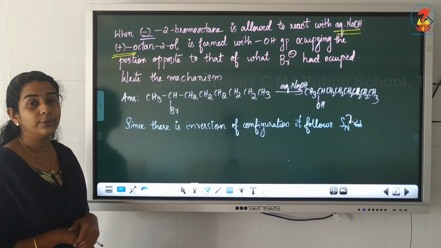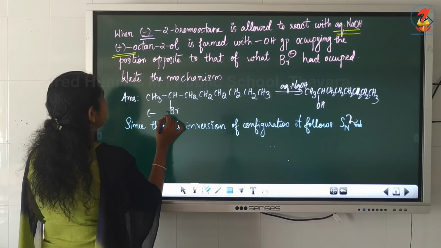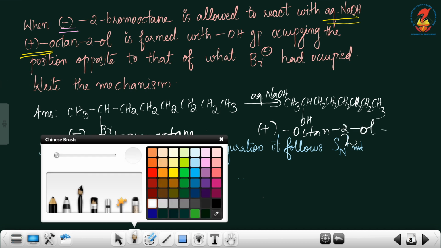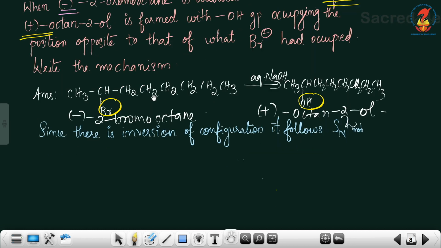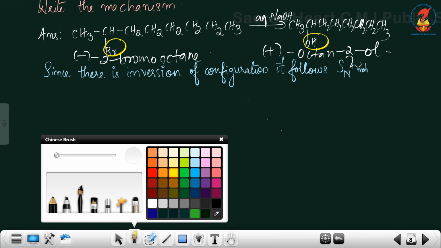So first what we need to write? Yes, the equation. So this is minus 2-bromooctane on reaction with aqueous NaOH. What are we getting? Yes, plus octan-2-ol. From the equation it is very clear that here the bromine, the halogen X, is replaced by OH. So now we need to write the mechanism, that is the SN2 mechanism of this reaction. It is following SN2.